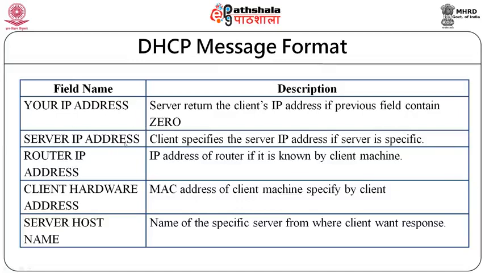Now, there is the server IP address. What is the server IP address? The client specifies the server IP address if the server is specific. If the server is specific, in that case only do you know the server IP address. Then there is the router IP address, the address of the router if it is known by the client machine. Then there is the client hardware address, which is the MAC address of the client machine specified by the client. This is the unique address which is assigned to the machine.